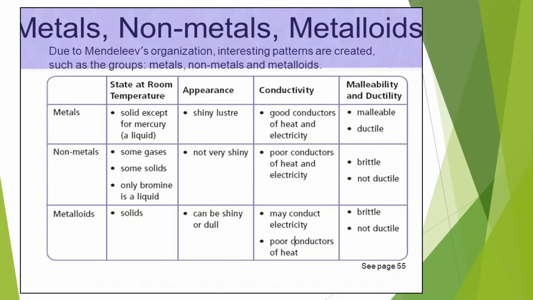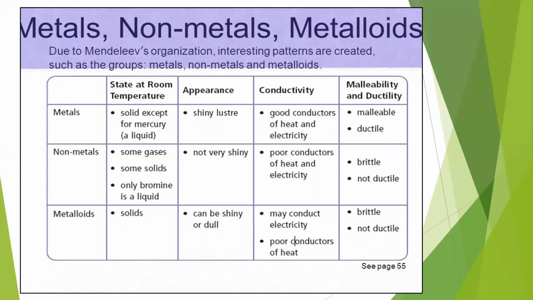Next, here is a comparison study between metals, non-metals and metalloids. It will help you understand the basic difference between them. Now metals, as I told you, the physical state of metals is generally solid. Exception is mercury. Non-metals are gases, solids, and only bromine is liquid. Whereas metalloids are generally solid at room temperature. Next is appearance. Metals are shiny in luster. Non-metals are not very shiny, as I have told you, but metalloids can be shiny or dull also.